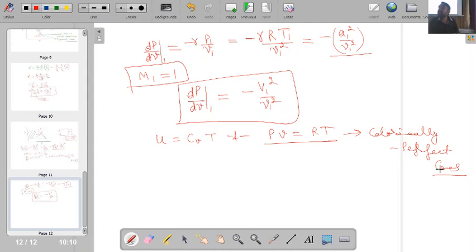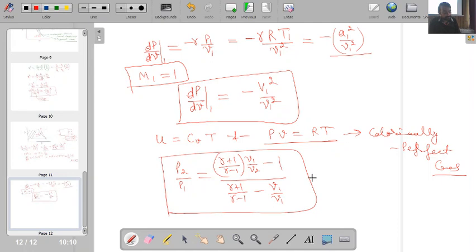So if I do supply these two conditions, then I will get the first form as P2 by P1 equal to gamma plus 1 by gamma minus 1 into V1 by V2 minus 1, divided by gamma plus 1 by gamma minus 1 minus V1 by V2. So what I am saying is, whatever equation number 1 I had, if I substitute these two things, U as CV times T and PV as RT, then I will get this particular final expression for P2 by P1. Okay, and this expression is applicable for a calorically perfect gas.